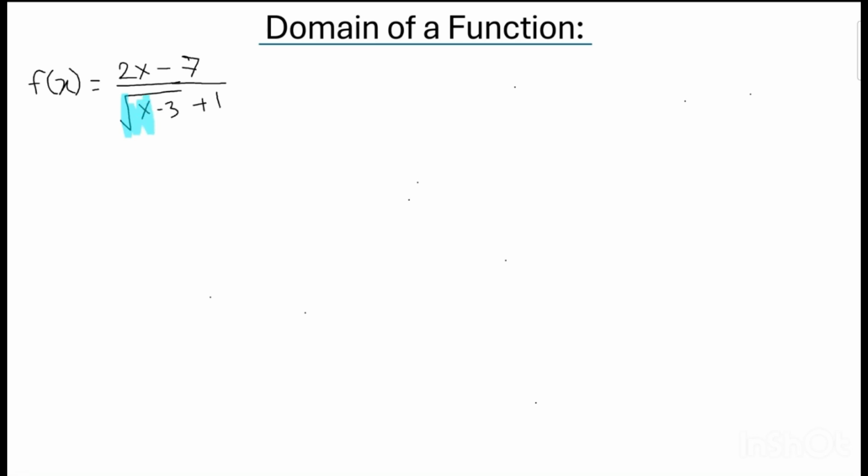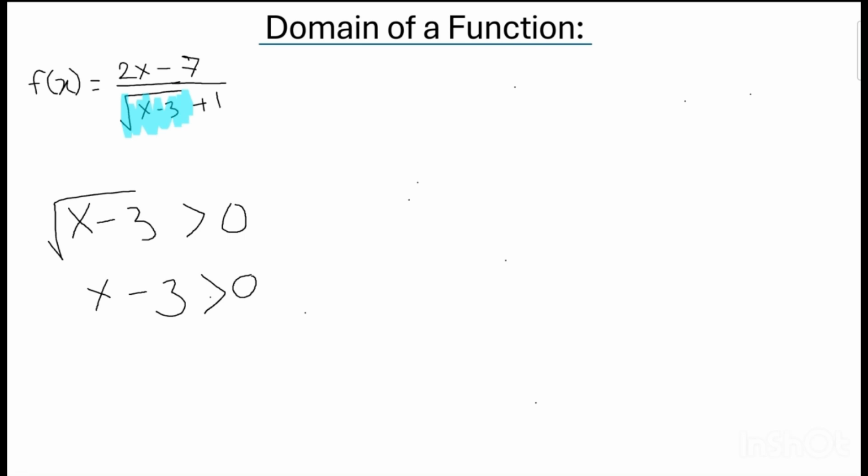This one is a bit tricky. In this case, we will have two restrictions. First, we will take everything that is inside the root, and this will be greater than 0, because we already discussed that if we have a root in the denominator, it cannot be equal to 0. It will only be greater than 0. Our next step is to get rid of the root. So we will square both sides, which will give us x minus 3 is greater than 0. Now we add 3 on both sides and find out that x will be greater than 3.